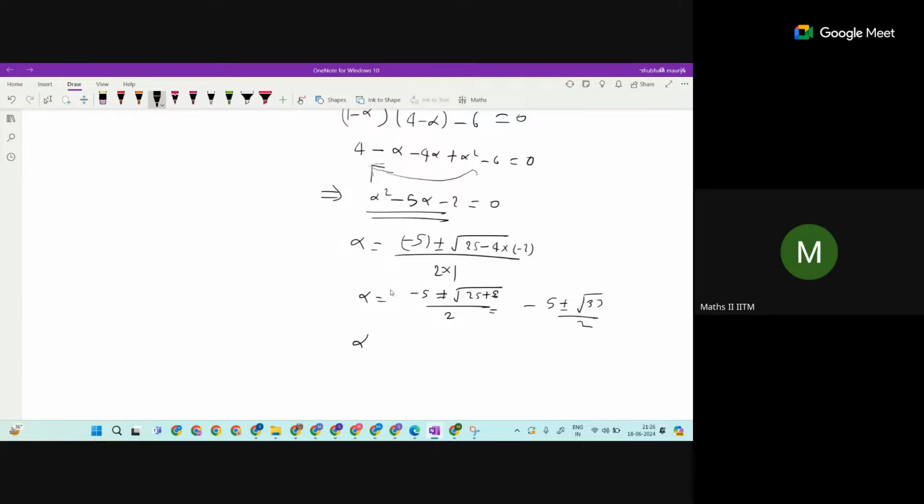So there are two values, right? Here we have two values, one plus and another minus. So alpha 1 is going to be minus 5 plus root of 33 by 2. This is one eigenvalue, and another eigenvalue is minus 5 minus root of 33 by 2. Right? This is another eigenvalue.